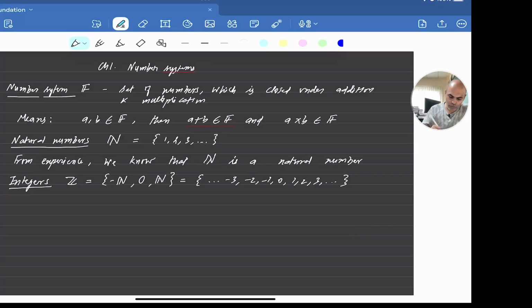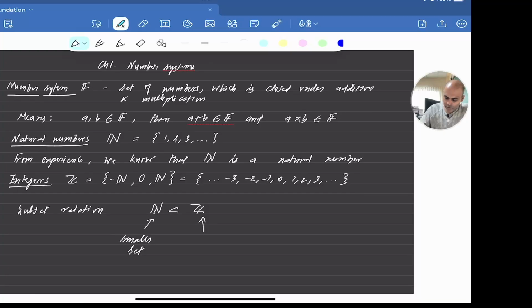So from these two number systems, we can understand this concept known as subset relation, and we say that N is a subset of Z. So N is the smaller set which is a part of the larger set of integers. So Z is the larger set.